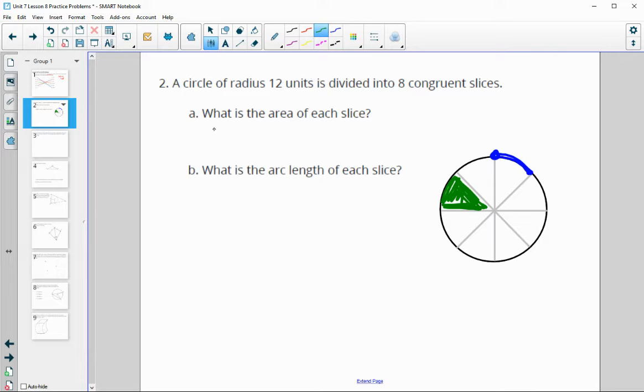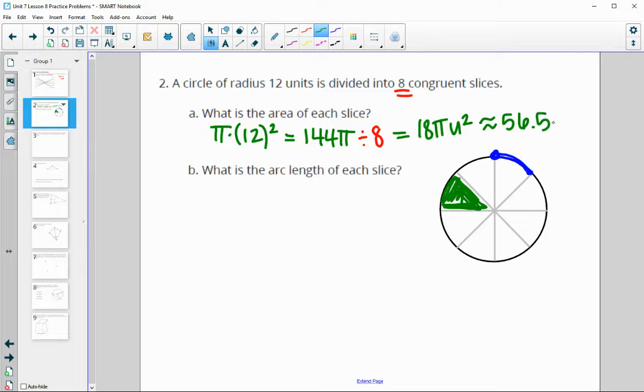So we would take the total area of the circle. So let's do area, which is pi times the radius squared. So that's going to be 144 pi for the entire circle. And then we're going to divide it by 8 since there's 8 equal slices. And so that will get us 18 pi units squared for the area of each slice. And if you wanted that in a decimal, you could type 18 times pi into your calculator and get approximately 56.5 units squared for each slice.